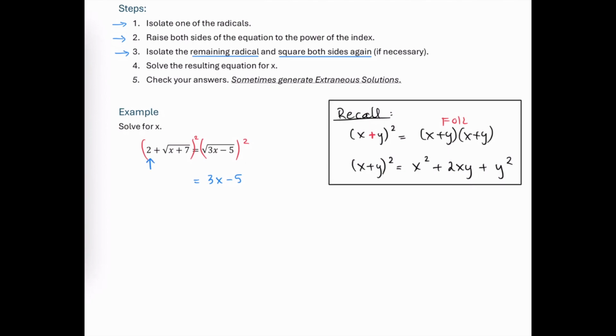So we take this first term and square it, which is 4. We multiply the two terms together to get their product, and then double that to get twice the product. So that's going to be 4 radical x plus 7. And then we take the second term and square it. So square root x plus 7 squared is just x plus 7. Square the first, twice the product, square the second. Now, we still have a radical that remains, so let's isolate this now by subtracting 4 from both sides.